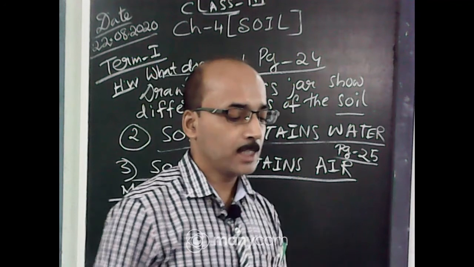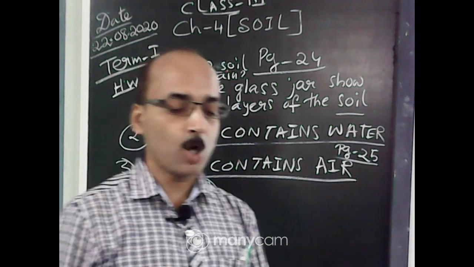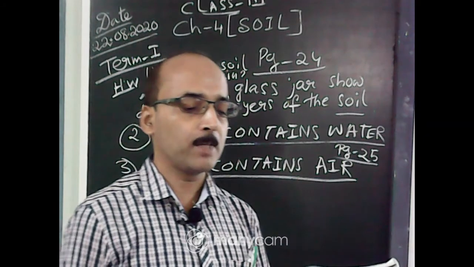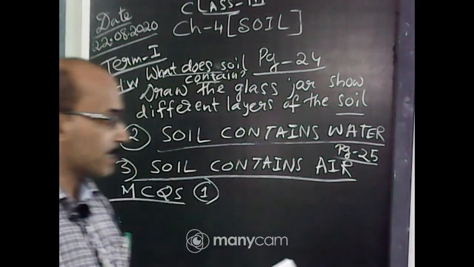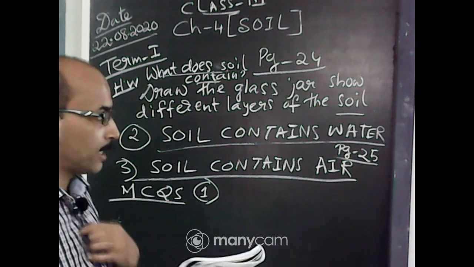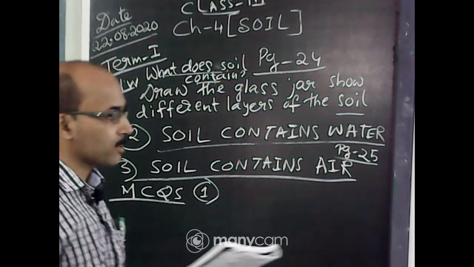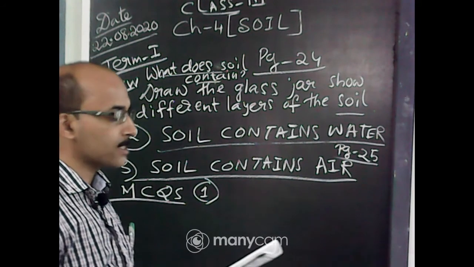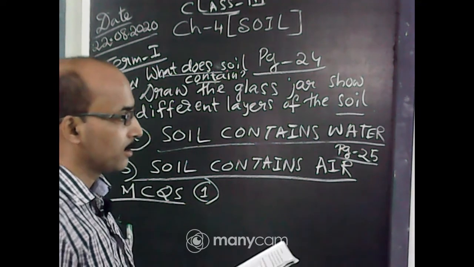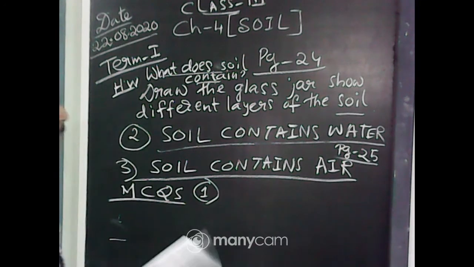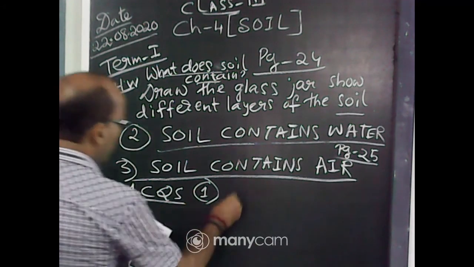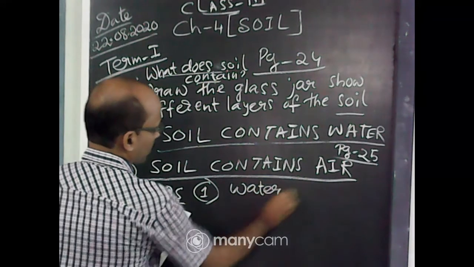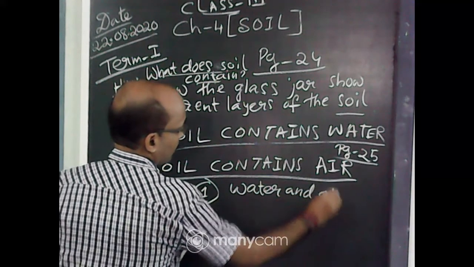See here, number 1: soil contains dash what? A, water; B, air; C, water and air. What is the answer? I want the answer. Write in the chat box. Let me see who can tell. Soil contains which option? Yes, Triparna, water and air. Very good. So number 1 answer is water and air.